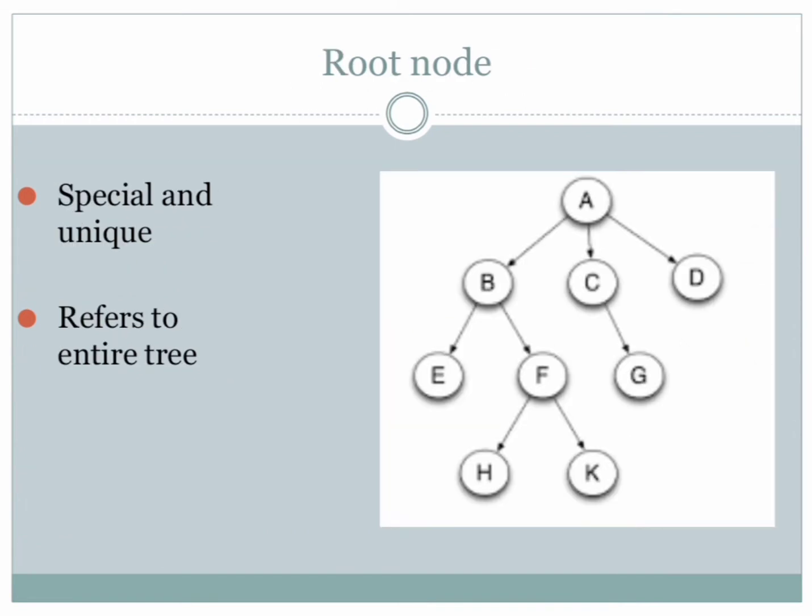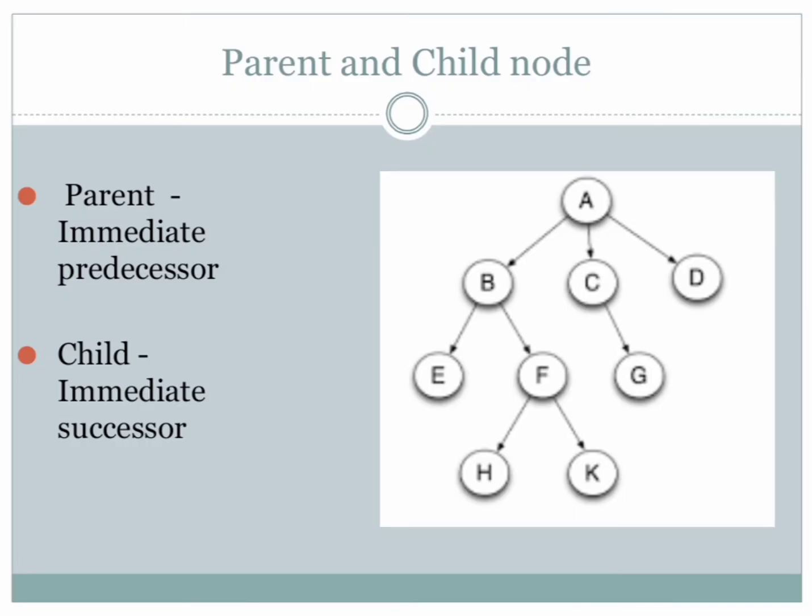Now let's see about root node. It is a special and a unique node. It gives the reference to the node and it refers to the entire tree. If you get the pointer pointing to the root node, then you can refer to the entire tree where it is located. In the example given, A is the root node of the tree. Using that A node, you can locate the full tree in the database.